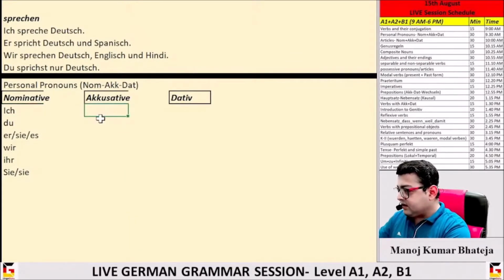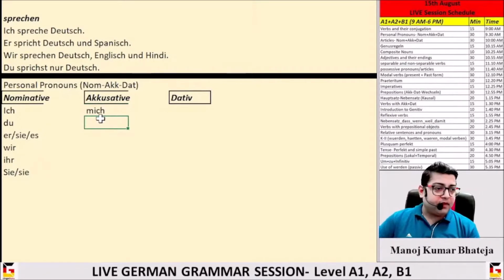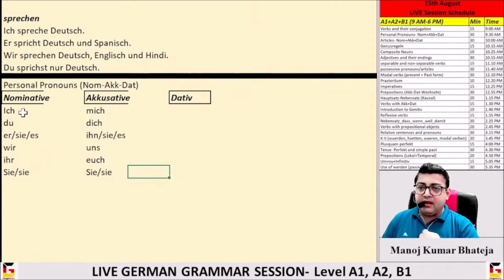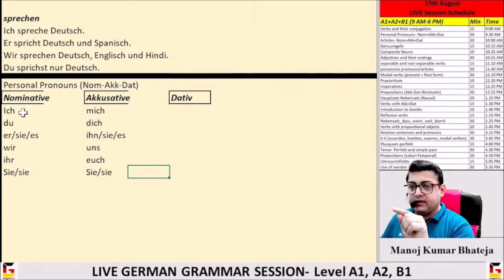Accusative: ich becomes mich, which is mujhe. Du becomes dich, er is ihn, sie remains sie, es is es, we are uns, ihr is euch, sie remains sie. This is accusative. So in Hindi: mujhe, I, me; tu, tujhe, you; he, him, use; she, her; it; hum, hame, we, us; you all, euch; Sie, aapko; and sie, which is they, them, wo, unhe.